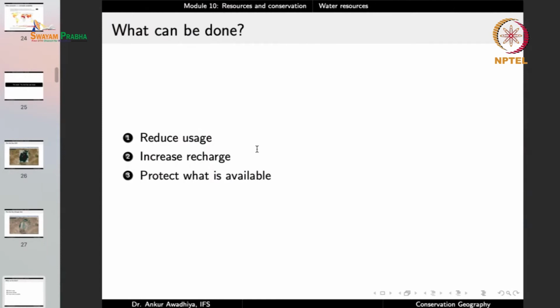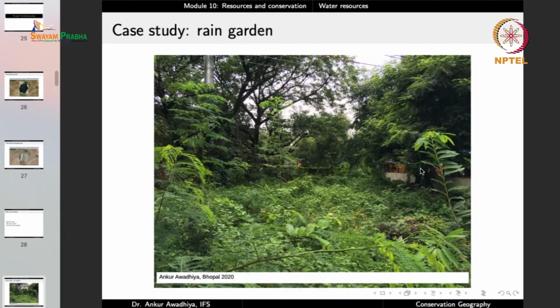We need to increase the recharge into our water bodies, recharge into the groundwater, and we need to protect what is available. So these are three things that are necessary to conserve the water resources. And in this context, we saw that a very easy thing is to construct a thing known as a rain garden. You don't have to do many things, you just have to keep a plot of land available, let plants grow, and whenever there is rainfall, then these plants would slow down the speed of water and they will promote infiltration of water into the groundwater. As simple as that.